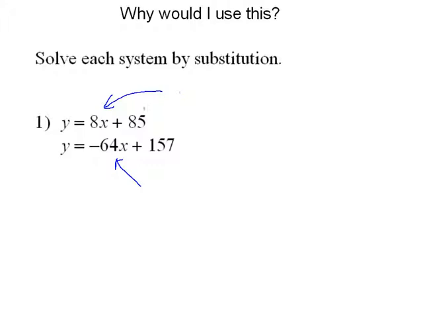I'm going to go on a weight increase program. And so there's my equation. I started at 85 pounds. I'm gaining 8 pounds per week. He is starting at 157, losing an unbelievable 64 pounds per week. All right, the way we're going to do this with substitution is we're simply going to put the equations equal to each other.